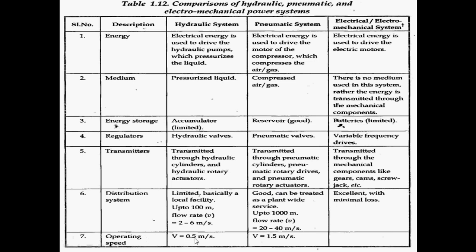Then the operating speed is about 0.5 meter per second for hydraulic, and 0.1 meter per second for others. So it is operated at less than 0.5 meter per second in the electric system. So this is the comparison, which covers different areas.